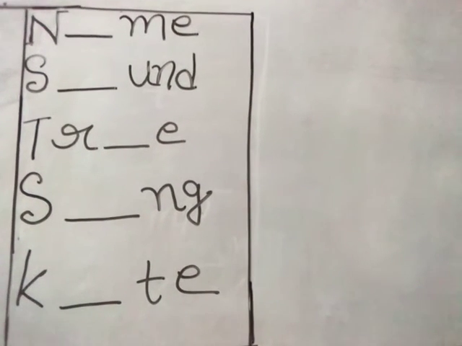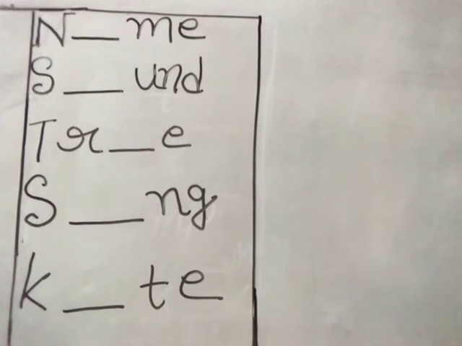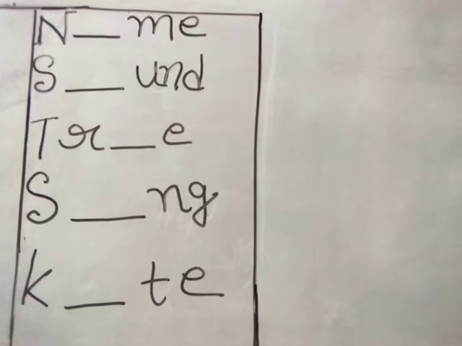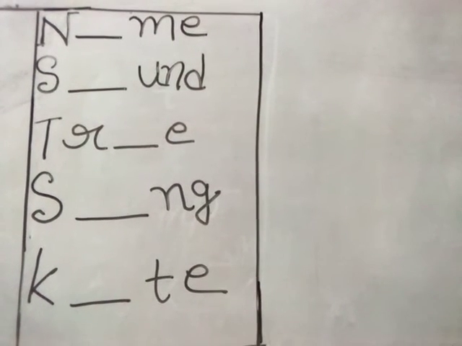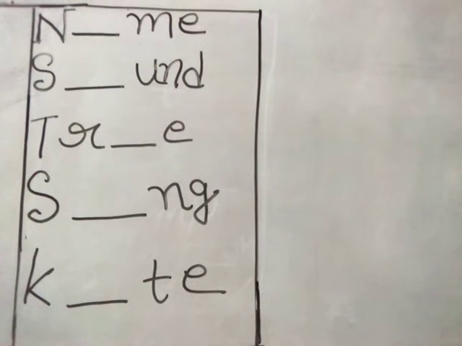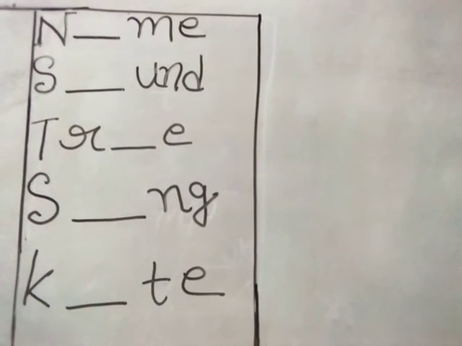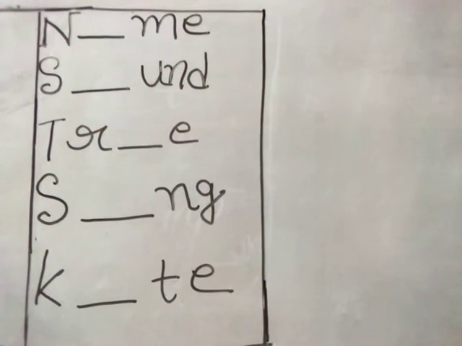So what should we do now? We have to complete the words. Okay. So the first one is N-M-E, then S-U-N-D, T-R-E, S-N-G, and K-T-E. So in total, there are also 5 words.